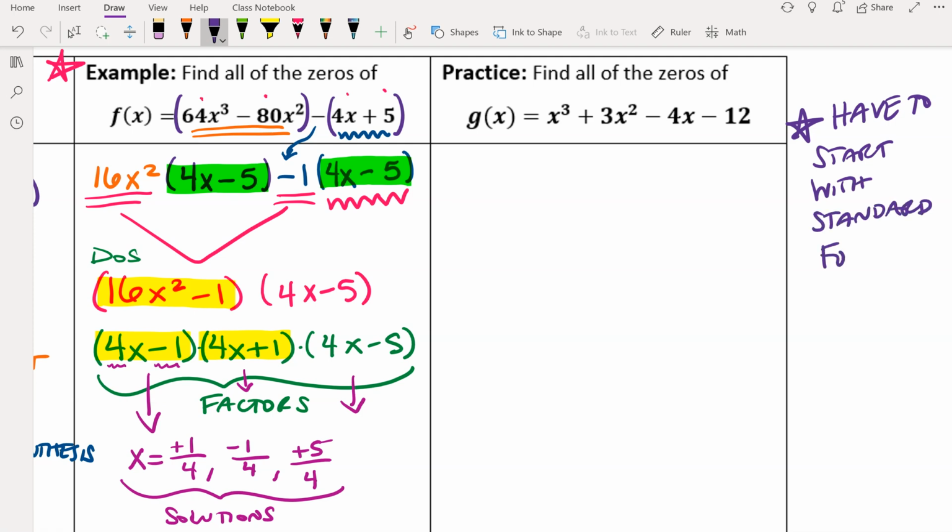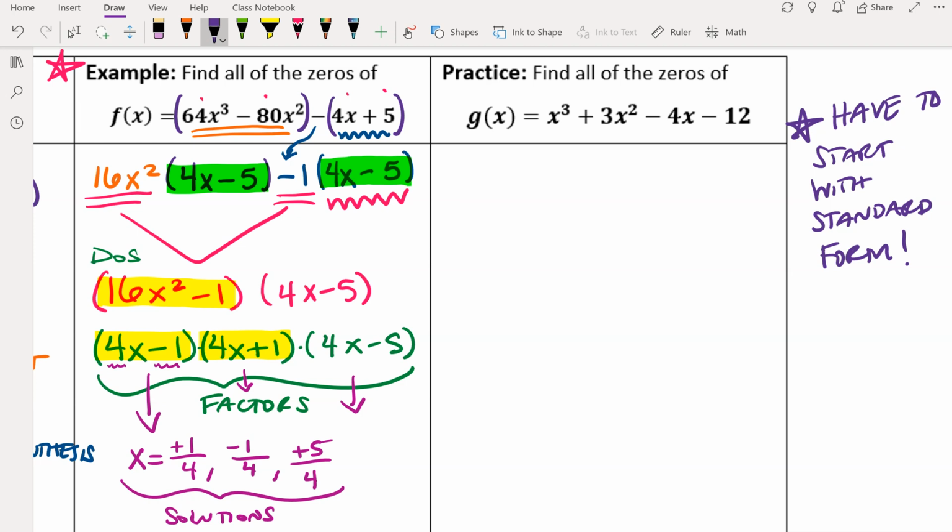So what do I mean by that? You have to start with standard form. What I mean is you should have the largest exponent first. X cubed comes first, then x squared, then x, then your number. This is already in standard form, so it's ready to go. But sometimes you won't have the problem given in standard form, so you might want to move some things around to make sure it starts in standard form.